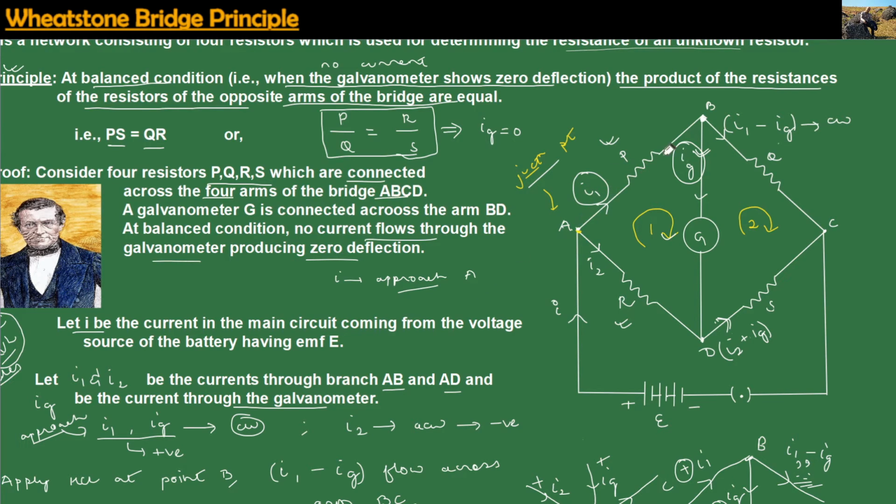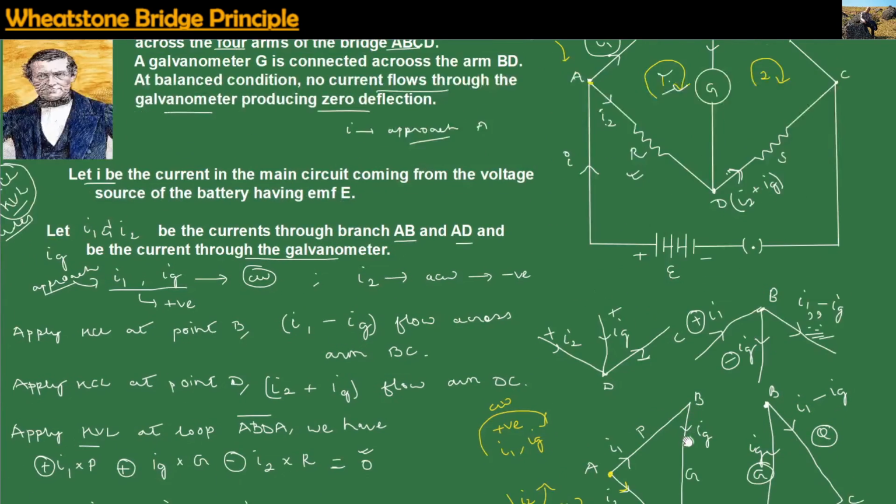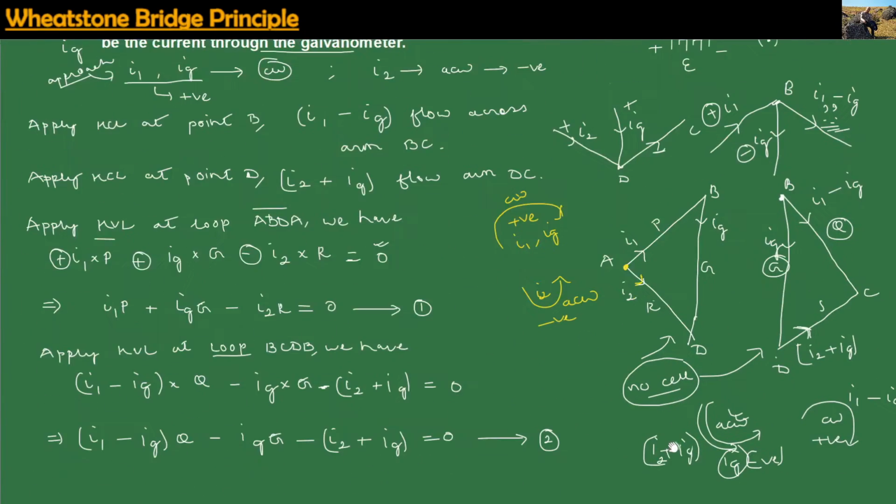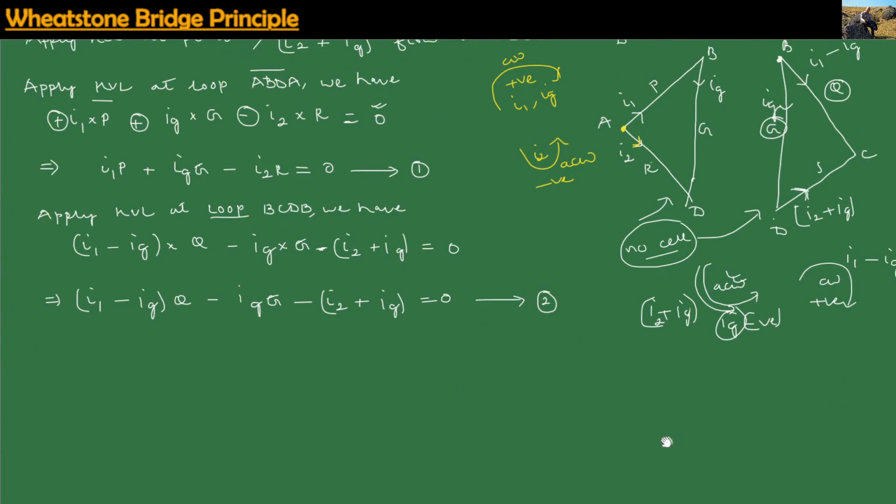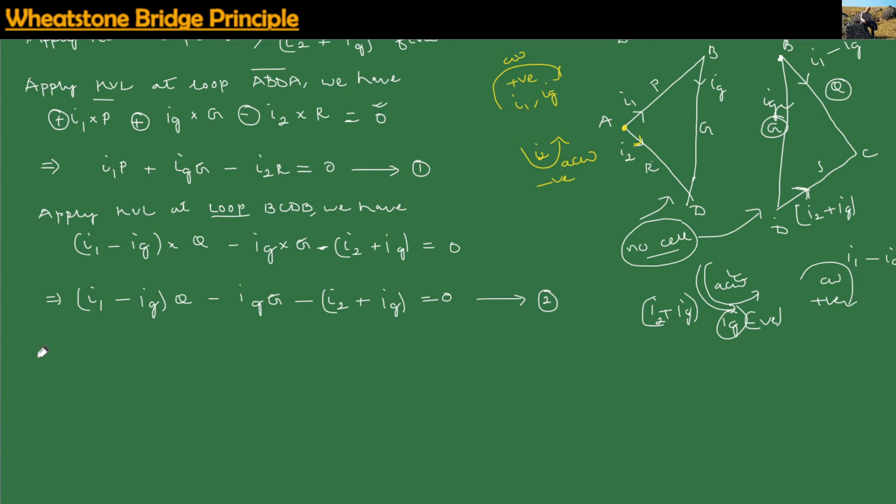With respect to point A on the first loop, IG is also positive. On the first loop, I2 with respect to point A is negative. So these are the important things that we need to know. Then from here, we will apply some condition.